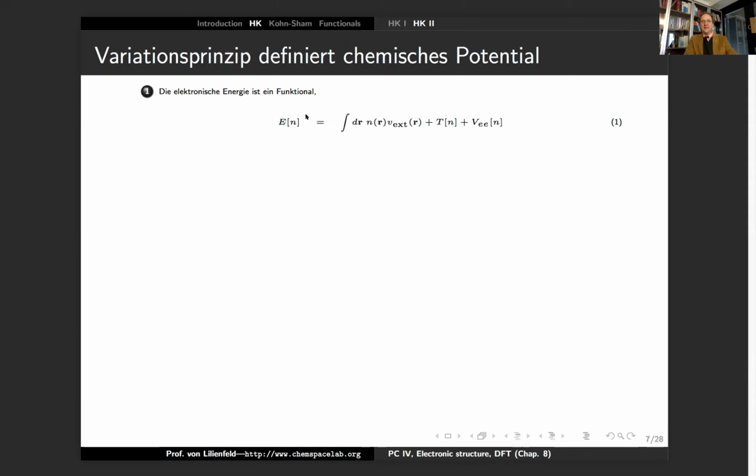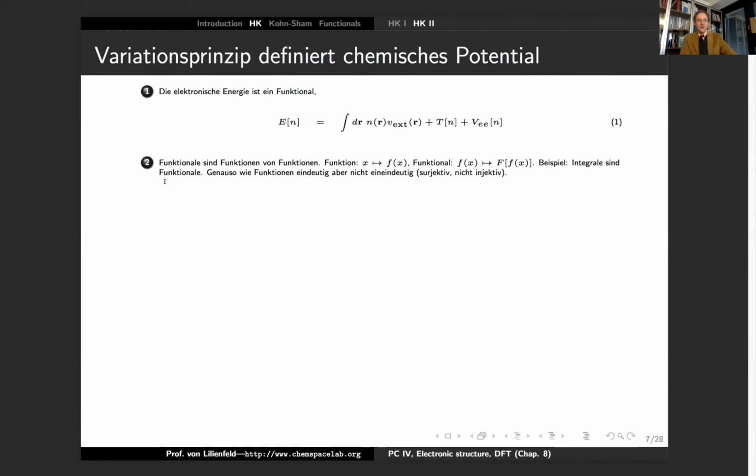And it's written as three terms. There's the term with the external potential. This one we know, of course. This is just the classical interaction with the nuclei. But then there's a kinetic energy for the electrons, which we don't know what it looks like. There's some integral of the electron density, and the electron-electron interaction, which is also some integral of the electron density. We don't know this.